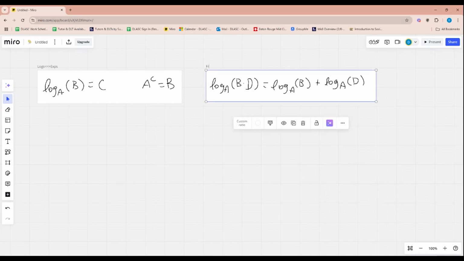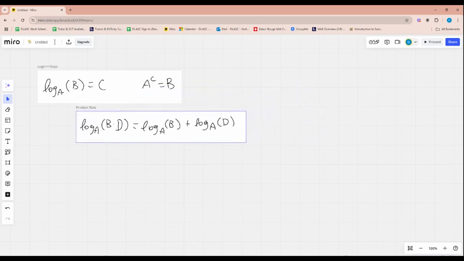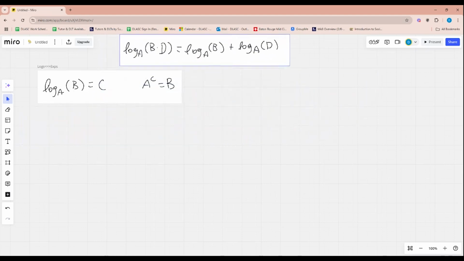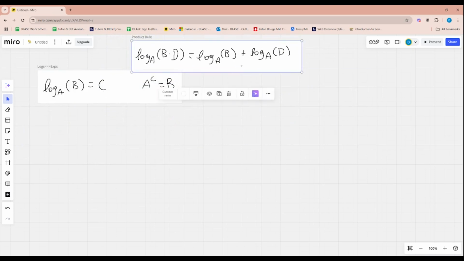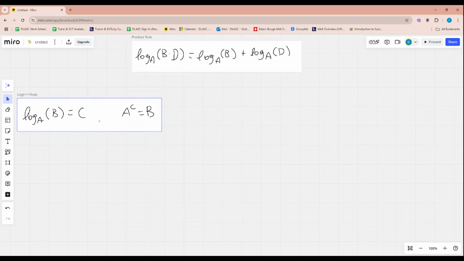Let's go ahead and write this so that we can keep note. This is the product rule, this is what it says. I'm going to put this right up here at the top and move this down. I need one more relationship, because we have one for log base a of b. I'm going to write one for log base a of d.